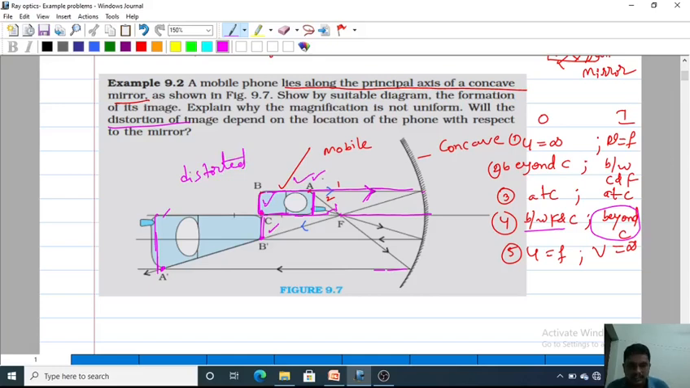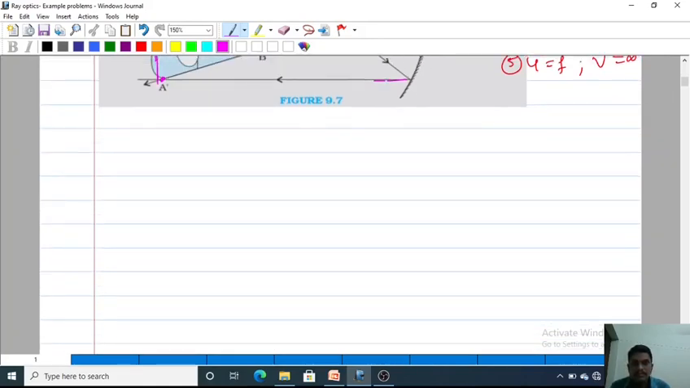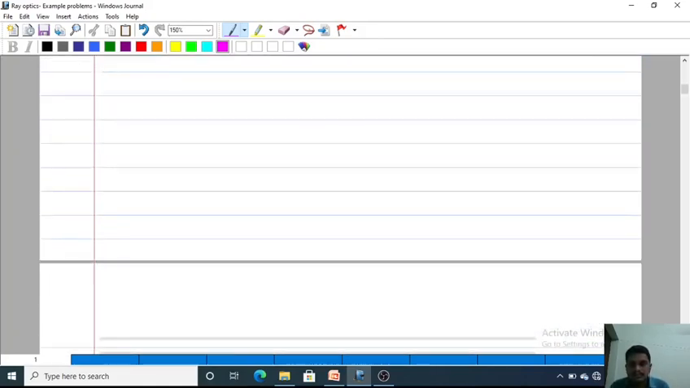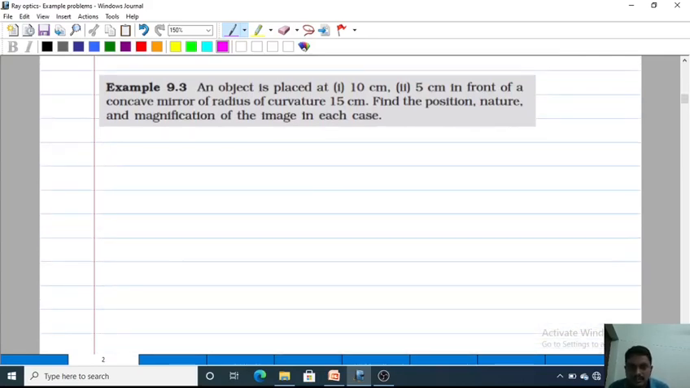Okay, the next one, third question, example number 9.3. An object is placed at 10 centimeter and 5 centimeter in front of a concave mirror. The radius of curvature of this concave mirror is given as 15 centimeter. We need to find the position, nature and magnification of the image in each case. Okay, so we will solve this problem.